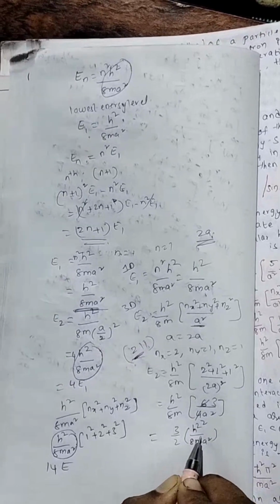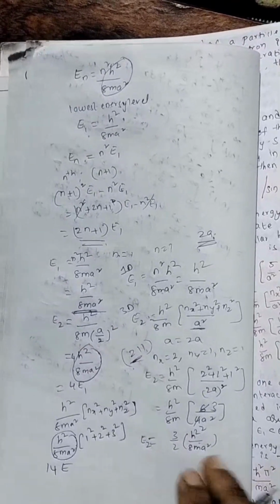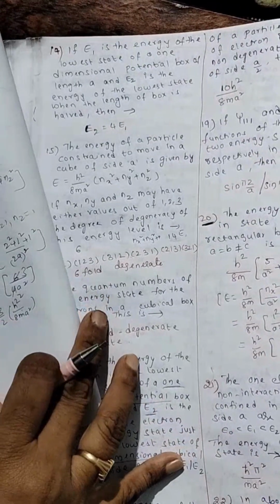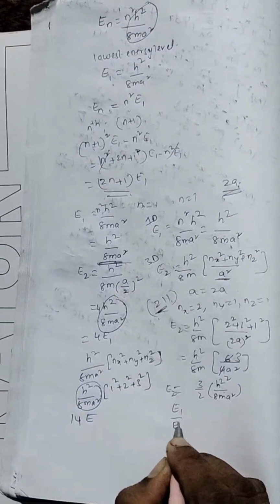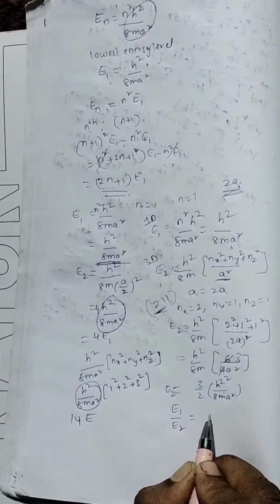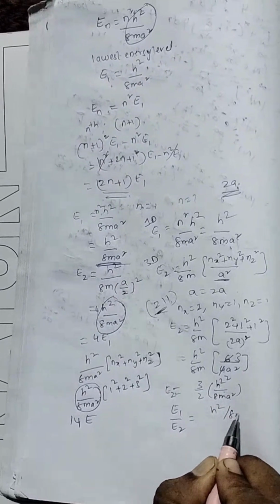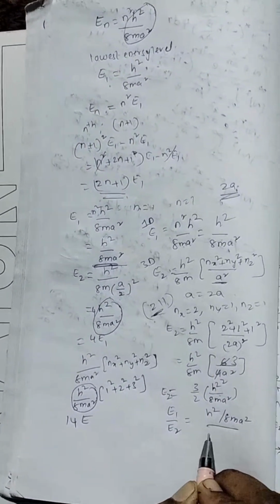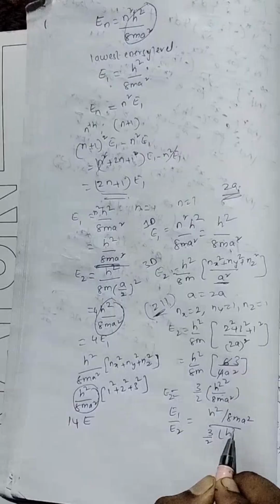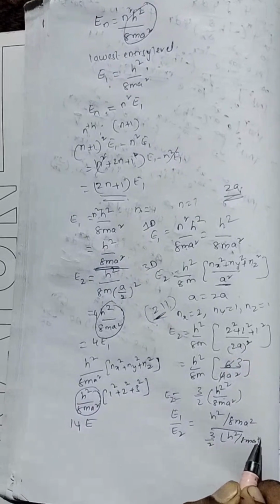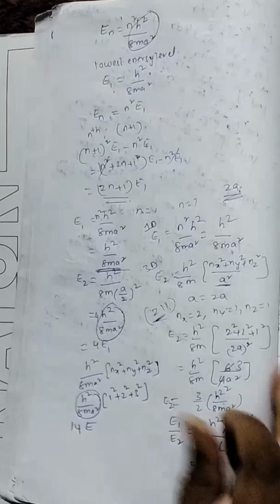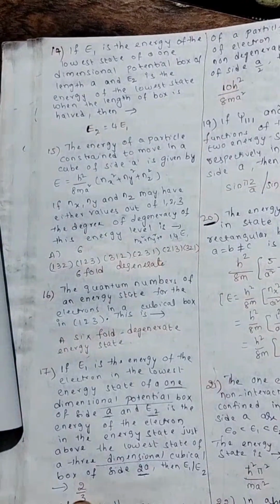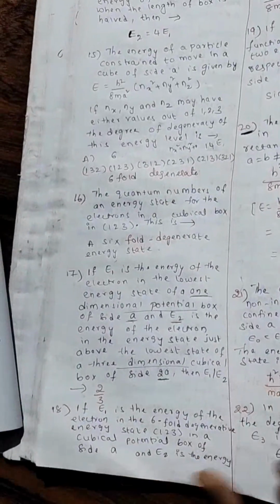This is E2. What he asked is to find the ratio E1 by E2. So now E1 by E2: what is E1? h²/8ma². What is E2? 3/2 h²/8ma². This cancels out, and 2 comes into the numerator. The answer is 2 by 3. Right? 2 by 3 is the answer.